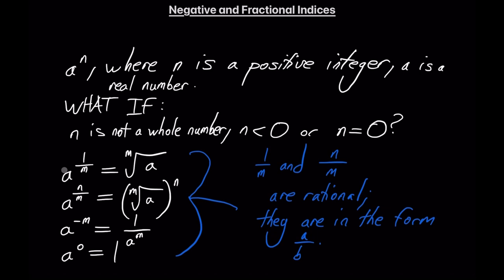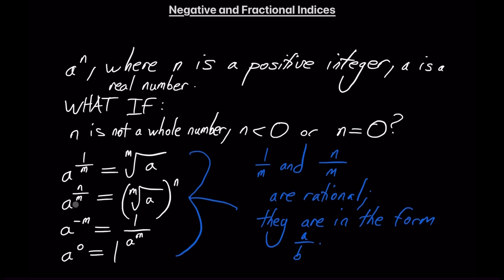So when we've got a raised to the power 1 over m, where m is an integer, we can rewrite this as the root m of a. Let me give you an example to make it more clear. If m was 3, this would be the cube root of a. If m was 2, this would be the square root of a, and so on.